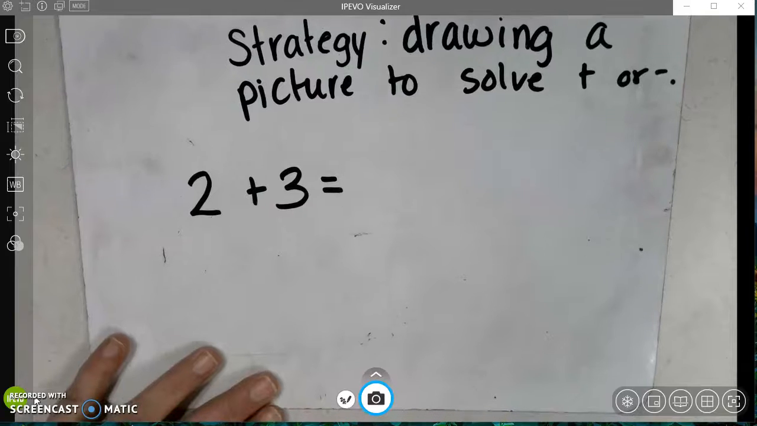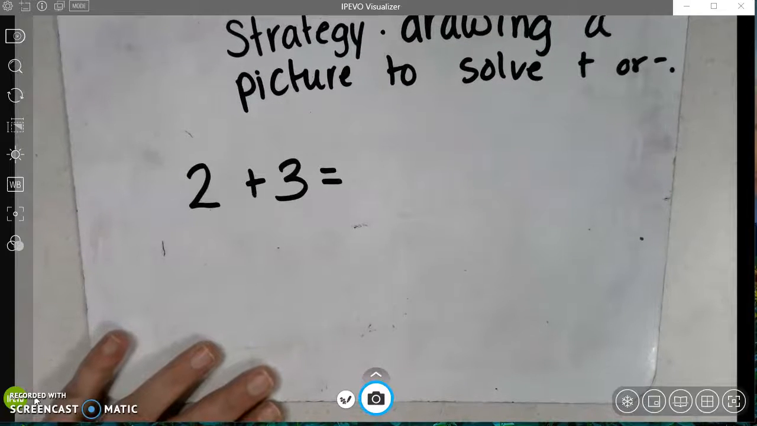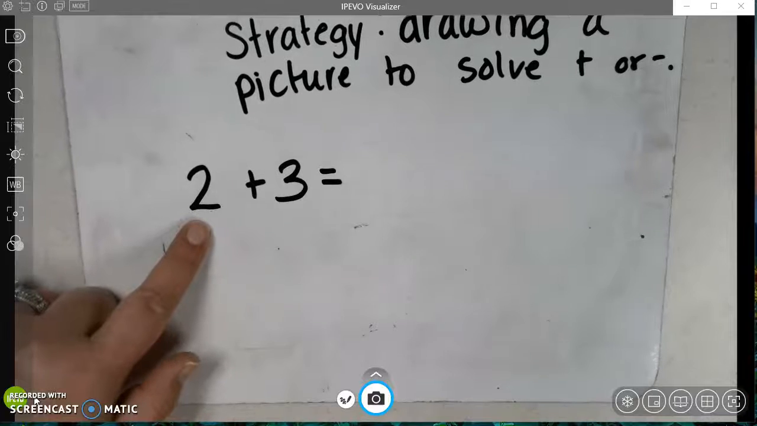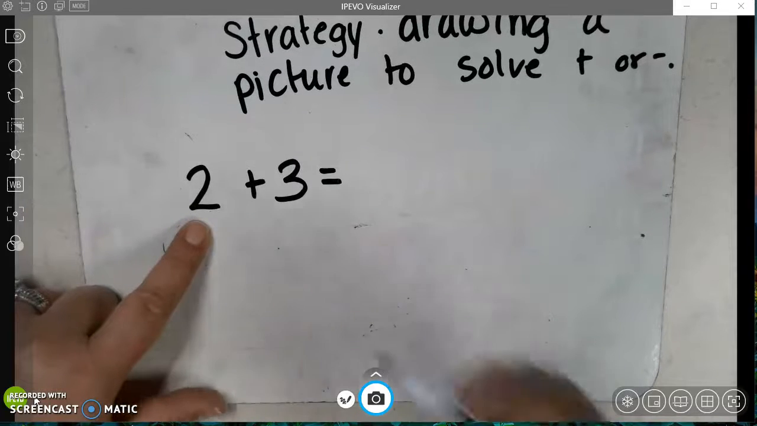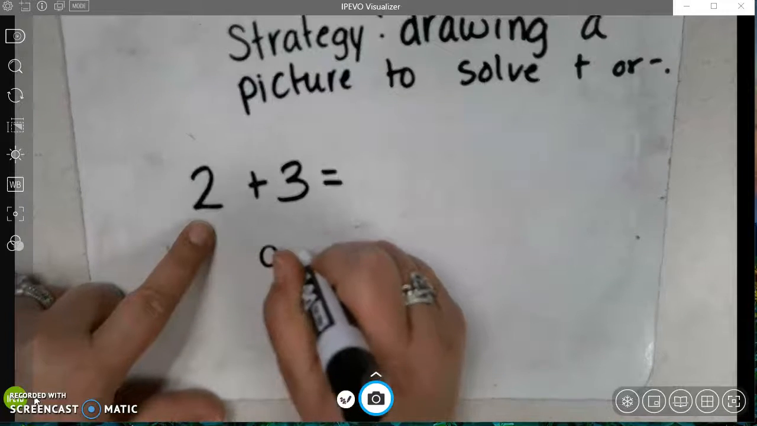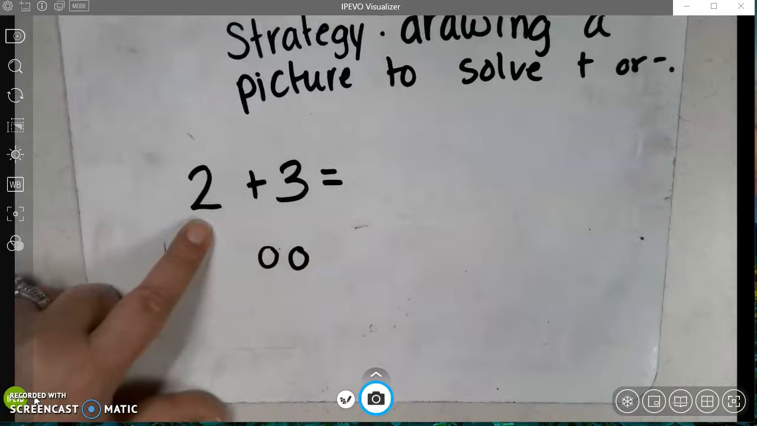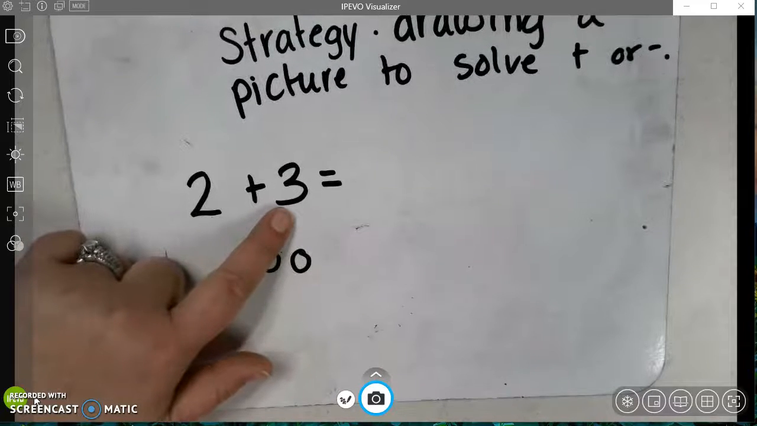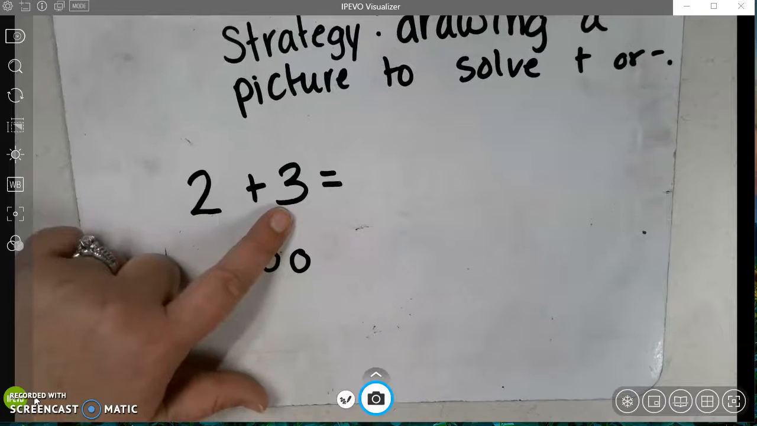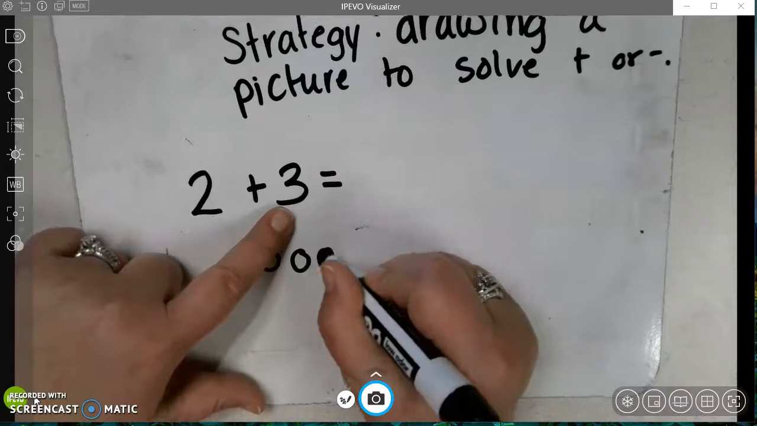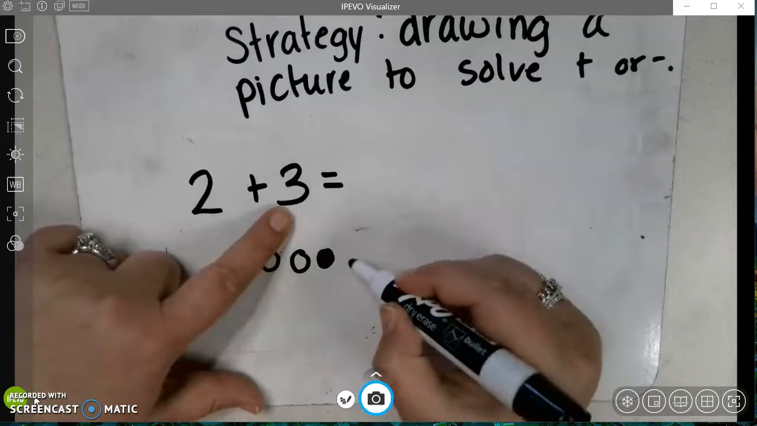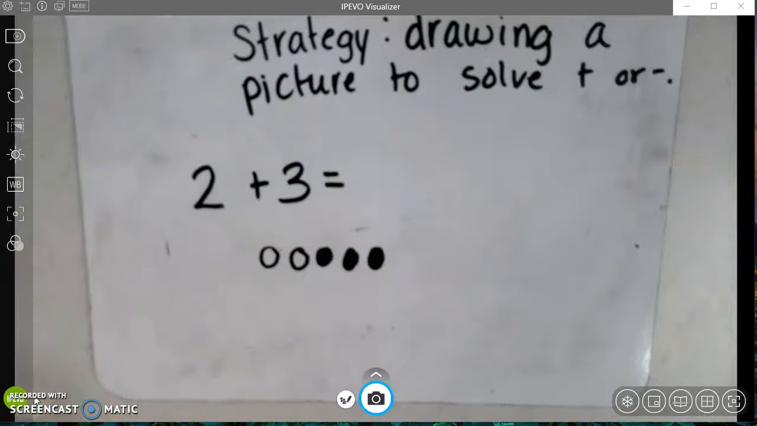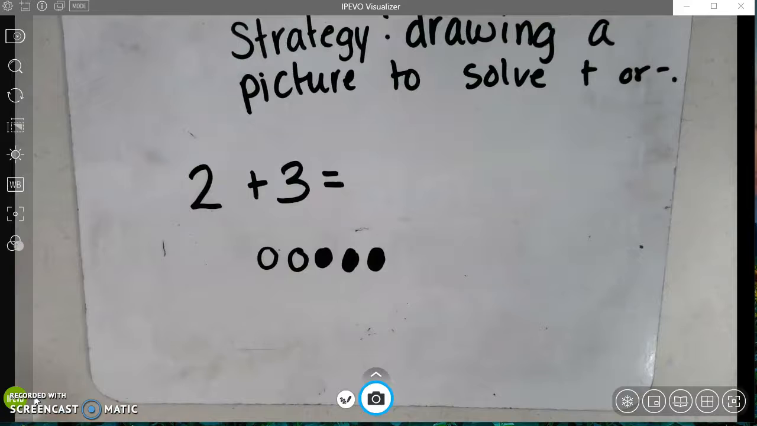Okay? All right. I'm going to use circles because those are easy for me to draw. So I'm going to look at my first number. My first number is 2. So I'm going to draw 2 circles. Okay. Now, I want my second number to look a little bit different, so I'm still going to draw circles, but I'm going to fill them in. So there's 1, 2, 3. Does your board look a little something like mine?